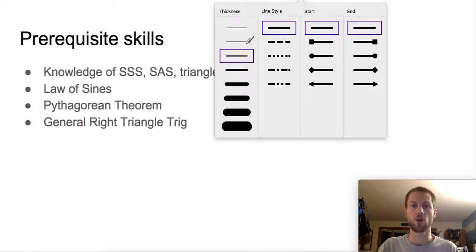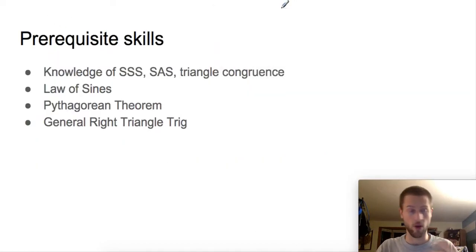Some things you'll need to understand before moving forward: what side-angle-side triangle congruence means, and that those make unique triangles. You need to know how to use the law of sines. You need to know your Pythagorean theorem. You've got to know some general right triangle trig, because we will talk about right triangles a little bit to get us towards the law of cosines for non-right triangles.